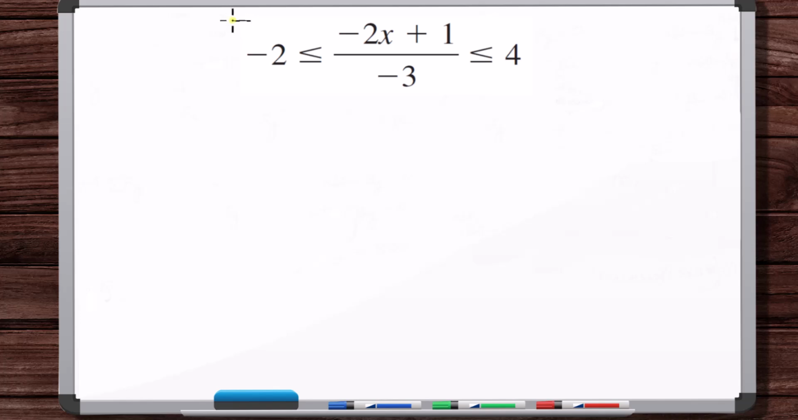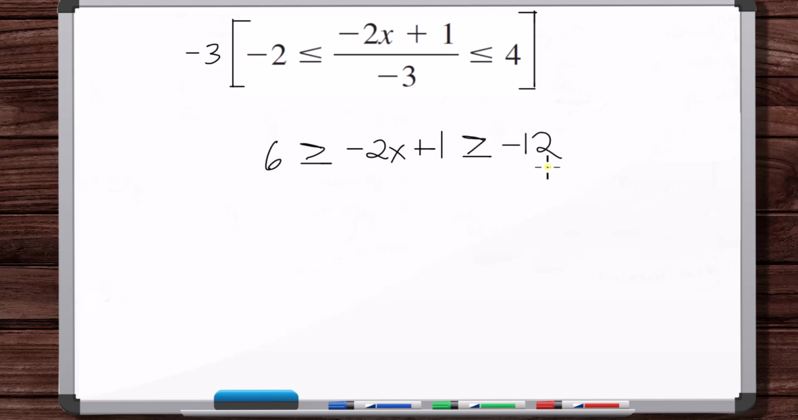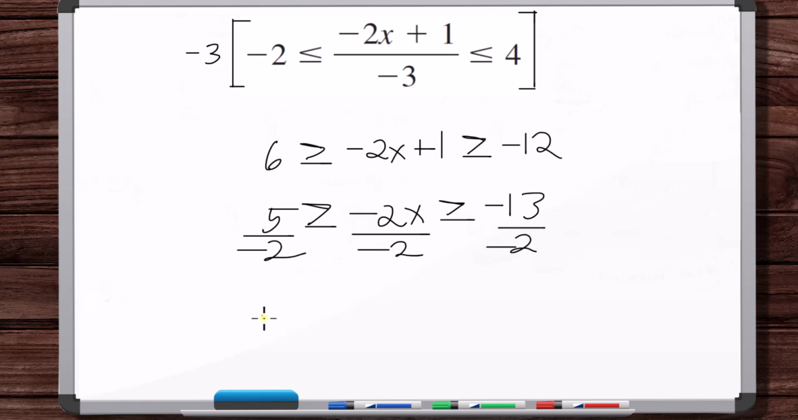Okay, let's multiply this entire inequality by -3. But we're going to need to flip the inequality symbols, both of them. So -12, okay. Let's subtract 1 from everything. So -13. Now let's divide everything by -2, but we're going to need to flip the inequality symbols again.